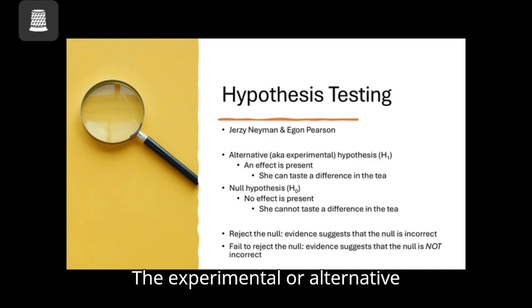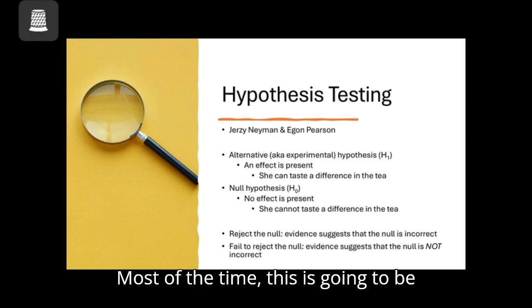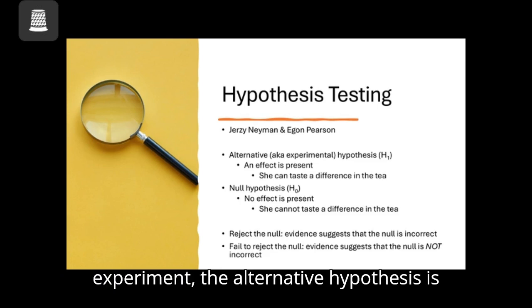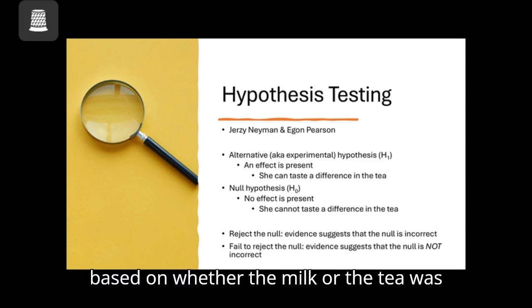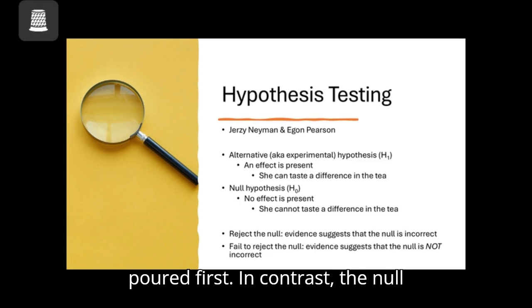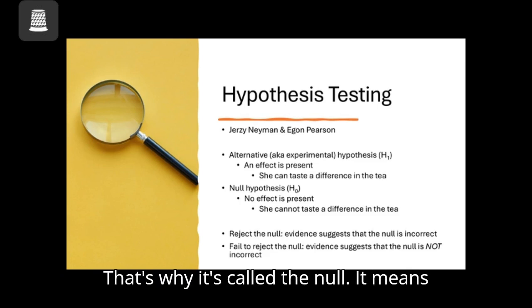The experimental or alternative hypothesis is exactly what you expect. Most of the time, this is going to be that there is some sort of an effect or difference. In Fisher's tea tasting experiment, the alternative hypothesis is that the lady could taste a difference based on whether the milk or the tea was poured first. In contrast, the null hypothesis is a lack of any effect. That's why it's called the null.